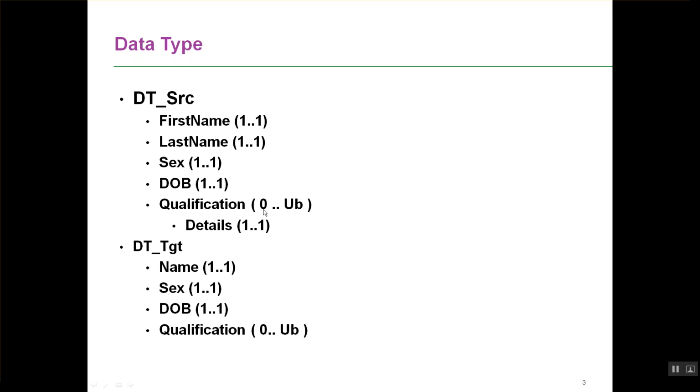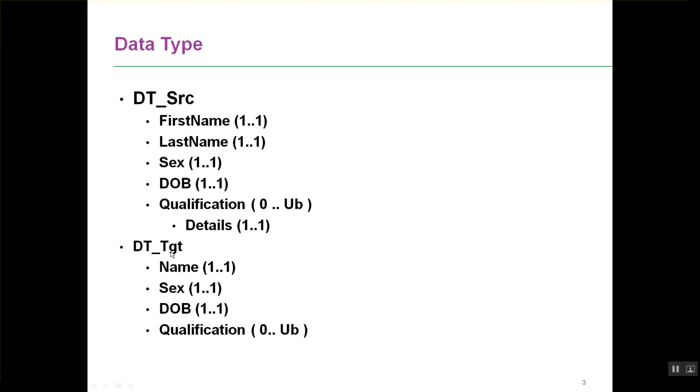If you see, this is called a 0 to unbounded. An employee can have multiple qualifications or even certifications. So that is what a qualification means. And each employee can have 0 qualification or multiple qualifications. And within the qualification, you will have one detail denoting what is the qualification of that particular employee. So this is what the source structure is going to look like.